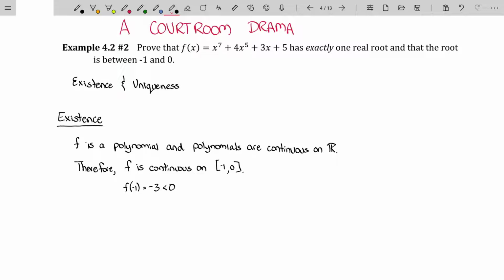Also, at the same time, I hope that everybody in the room can agree that f at 0 is going to be 5, which is a positive number. Ladies and gentlemen of the jury, I think that you would all agree with me. Our function has gone from a negative value to a positive value. Moreover, our function is continuous. So, ladies and gentlemen of the jury, I submit to you by the intermediate value theorem that our function must have crossed the x-axis at some point between -1 and 0.